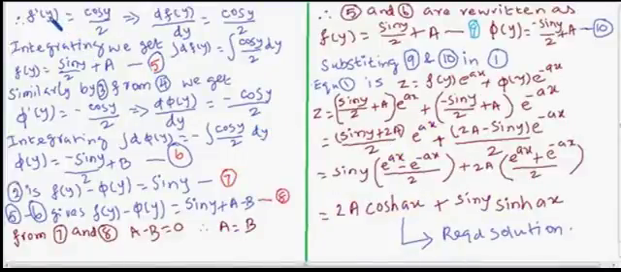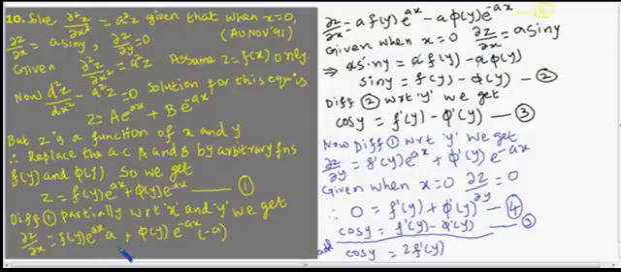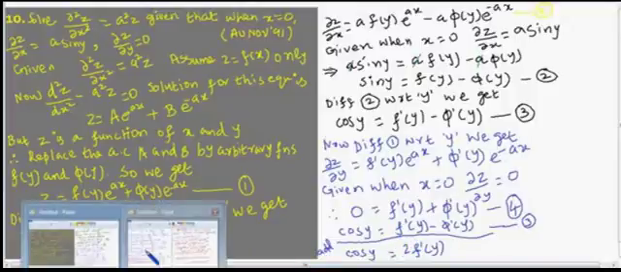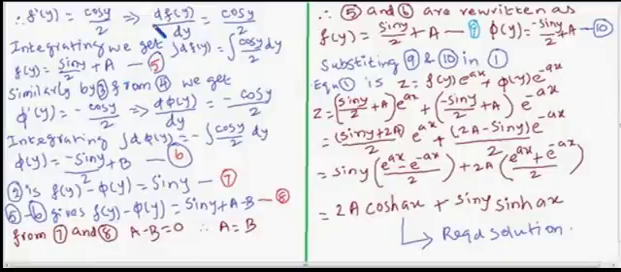Now we know that f dash of y is equal to cos y by 2. From that equation we are arriving, from page 1, cos y is equal to 2f dash of y. So f dash of y is equal to cos y by 2. So f dash of y is written as df of y by dy, which is equal to cos y by 2.